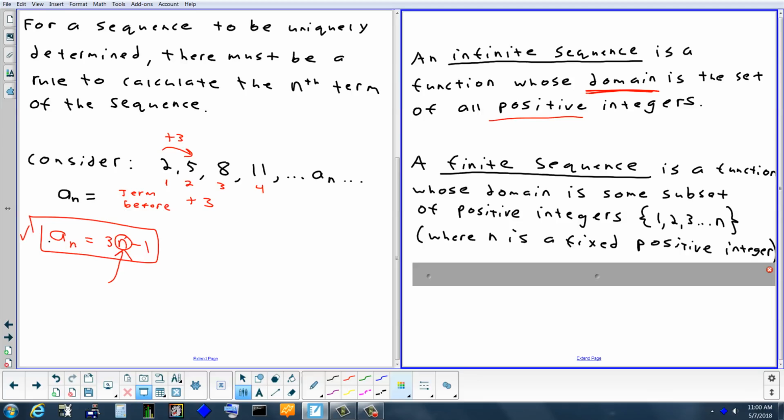So any question about the difference between an infinite sequence and a finite sequence? So a finite sequence has a fixed positive integer that represents the highest term in the sequence. Okay.